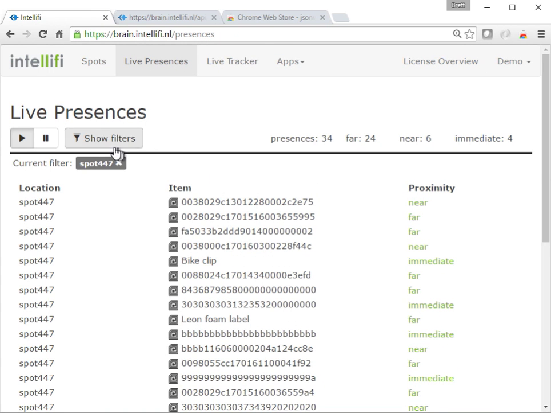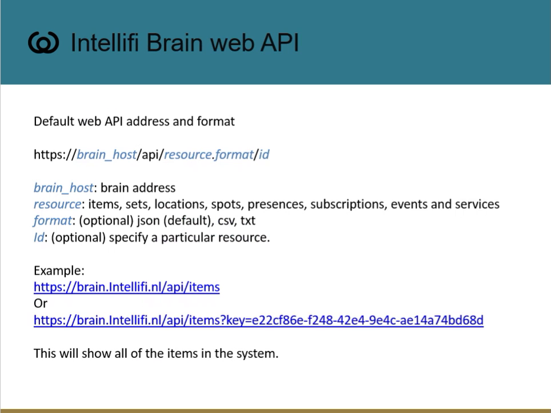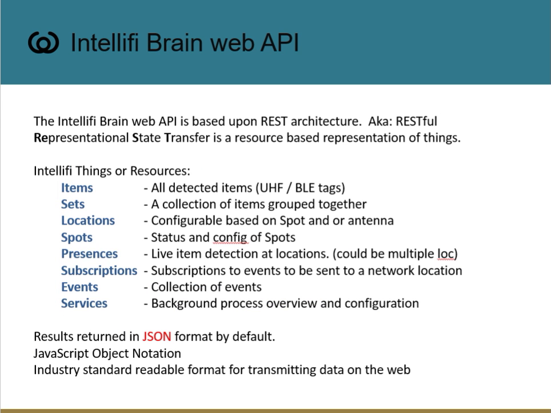Alright, so once we're there, let's go take a look at the actual Brain API and what this is. The way you're going to query the Brain for information is by typing in, or putting in your application, your web app, a URL. In this case, it's https:// brain host, which is the actual address of your Brain, /api/ a resource, and remember, these are the resources, literally: items, sets, locations, spots, presences.